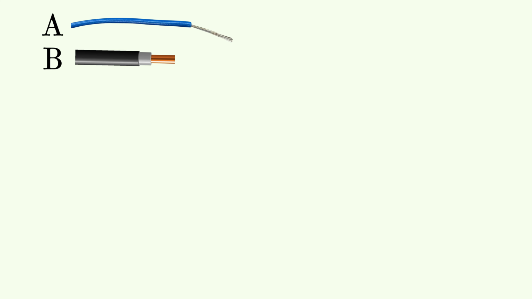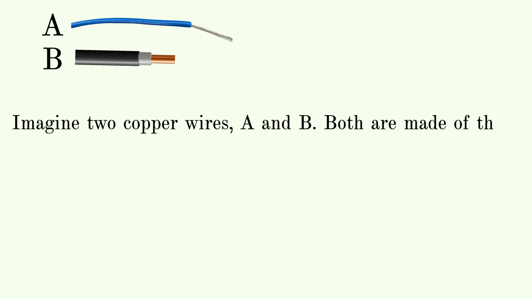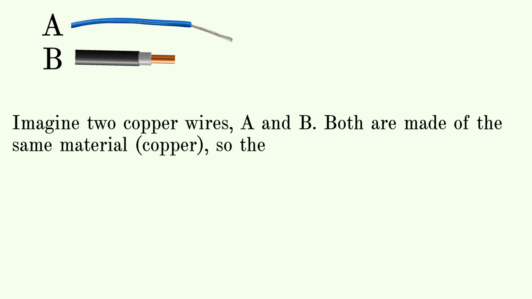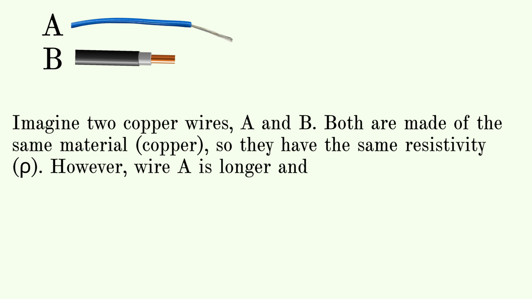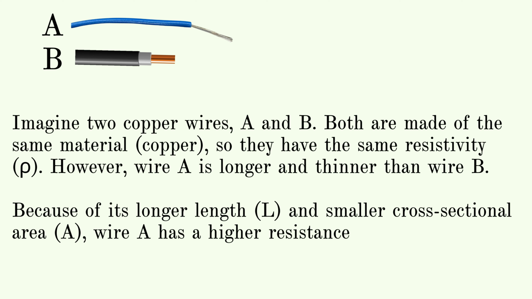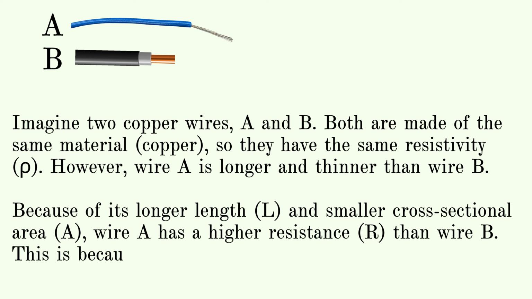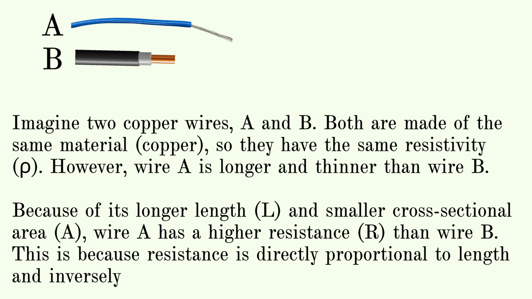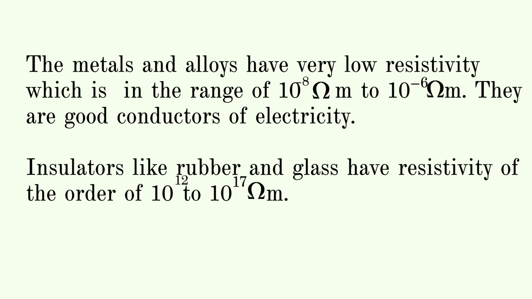Let's understand it with an example. Imagine two copper wires A and B. Both are made of the same material, copper, so they have the same resistivity. We know that resistivity is the resisting property of the material, right? However, wire A is longer and thinner than wire B. Because of its longer length and smaller cross-sectional area, wire A has higher resistance than wire B. This is because resistance is directly proportional to length and inversely proportional to cross-sectional area.